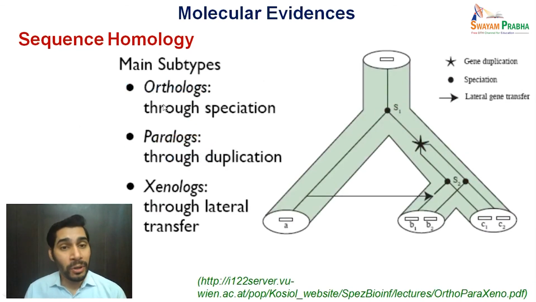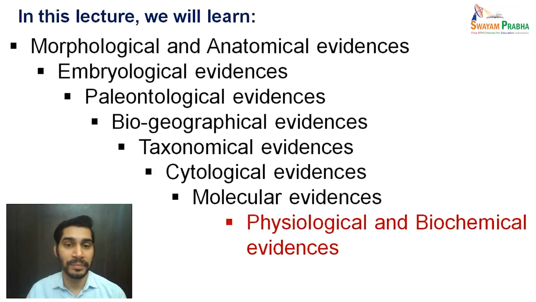So orthologs do arise because of speciation, paralogs arise because of duplication, and xenologs arise because of horizontal gene transfer or lateral transfers. So these are again the molecular evidences of evolution, or homology in sequences at the gene level or protein level, which support the evolution theory.